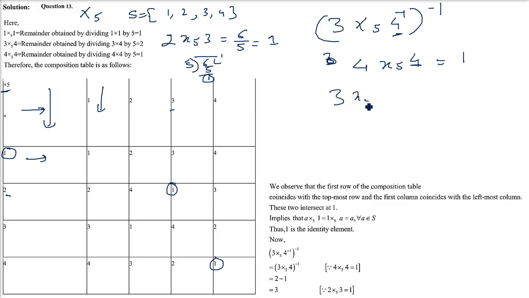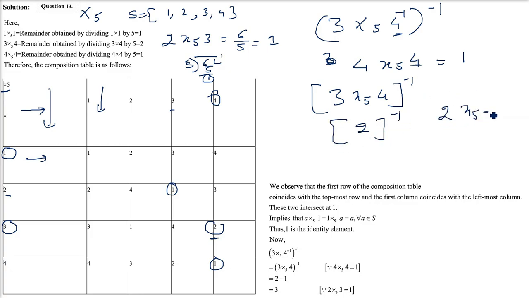So 3 x5 4. Right? Now 3 x5 4, when you operate this, 3 and 4, what do you get? 2. So just put 2, and then you have to find out the inverse of 2. What is the inverse of 2? You have to operate with 2 so that you get 1. So what is the 1 in this row? For 3 it is there. So 2 operated with 3 is 1, therefore 3 is the inverse of 2.